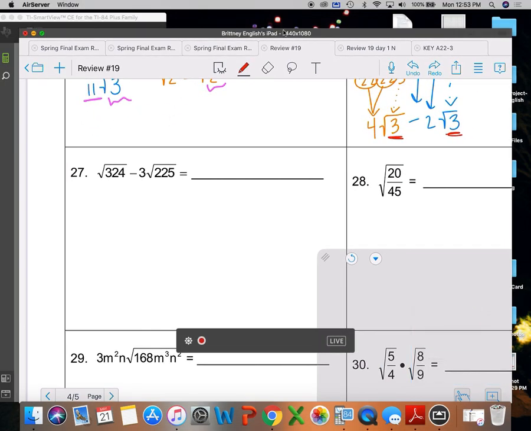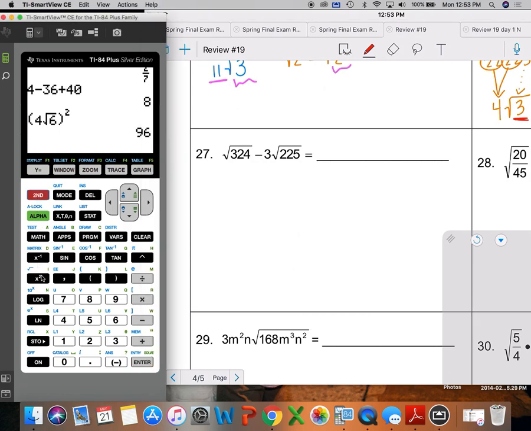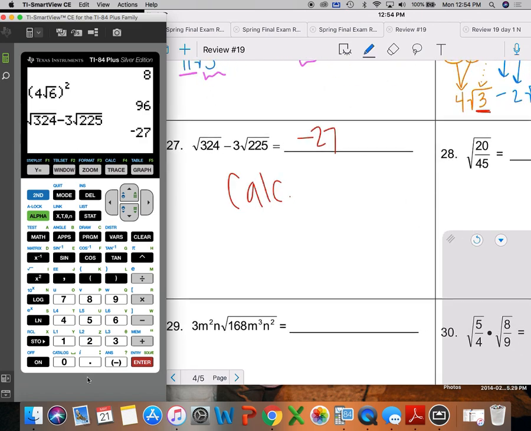Problem 27 is another one where you would immediately type it in and see an answer in the calculator. So I type it in exactly like I see it. The square root of 24 minus 3 times the square root of 225. And you get negative 27 for your answer from the calculator. 28 is another one that I would try to type in the calculator exactly like I see it. And I can see that the answer is very quickly 2/3 from the calculator.